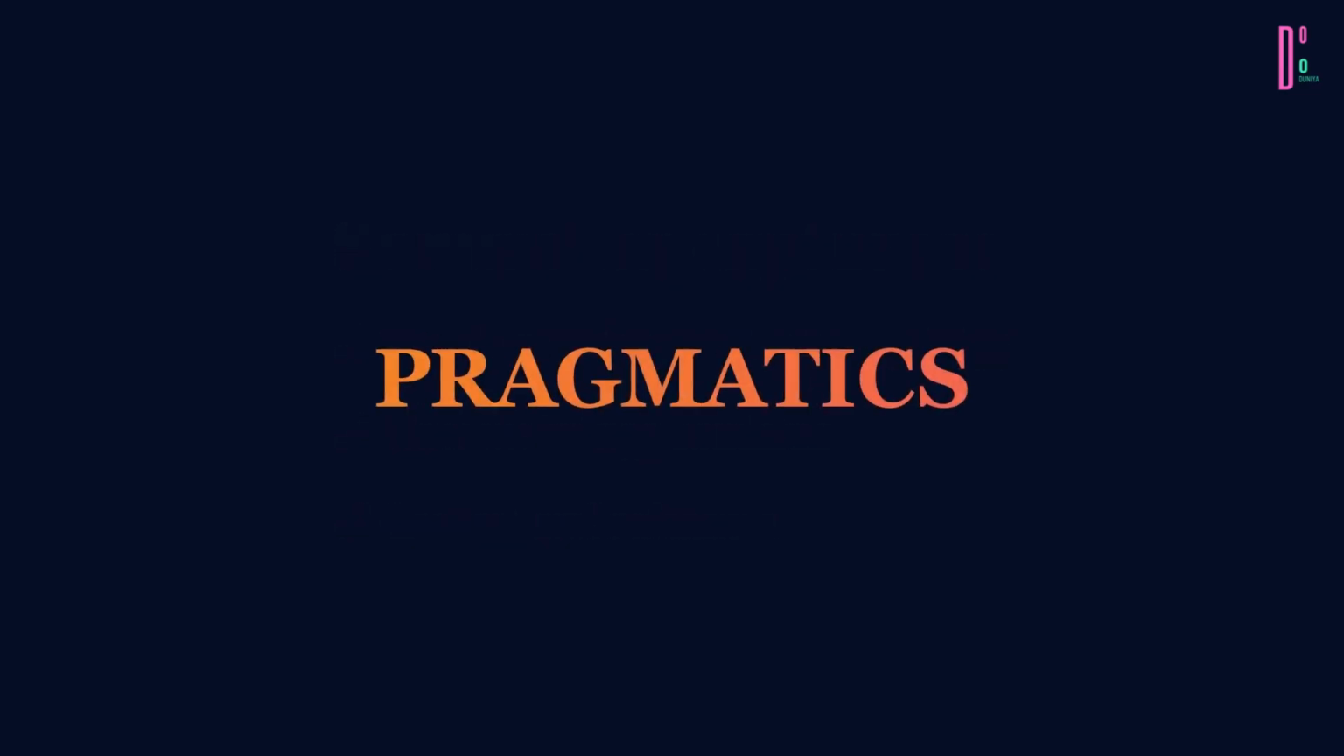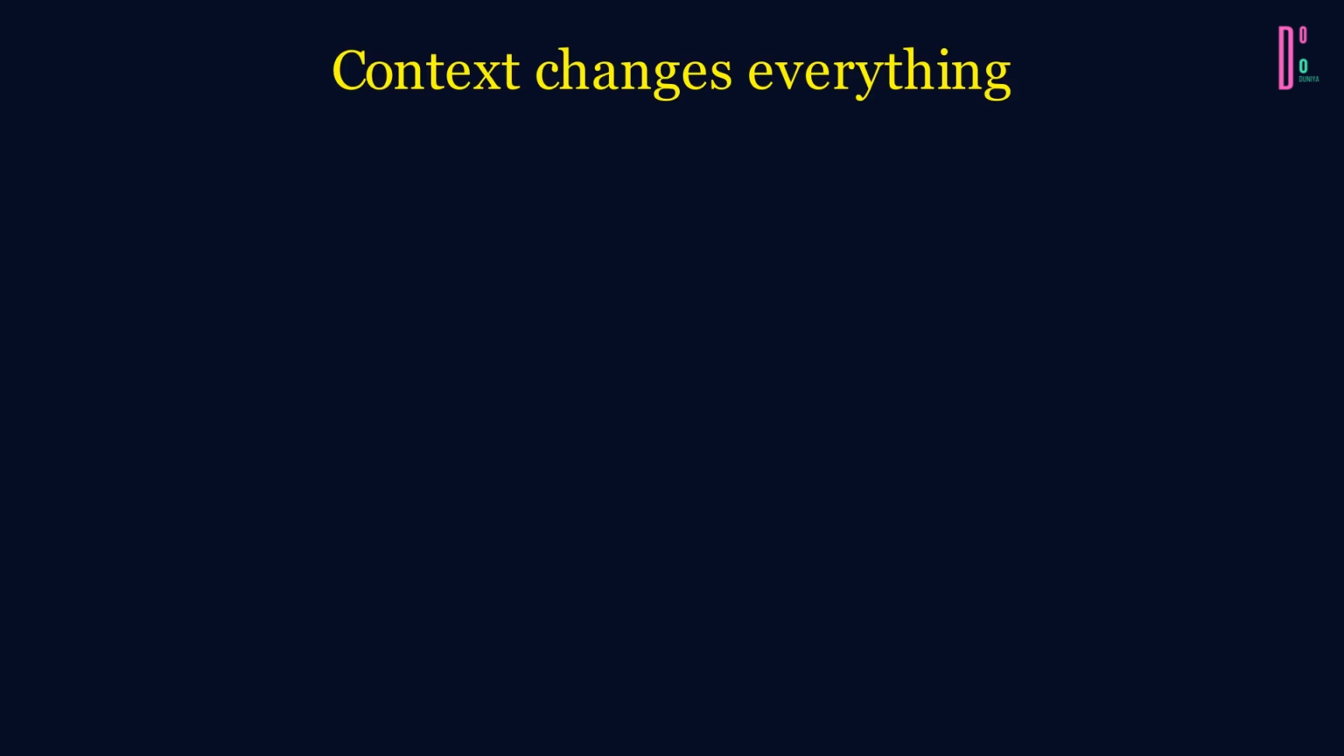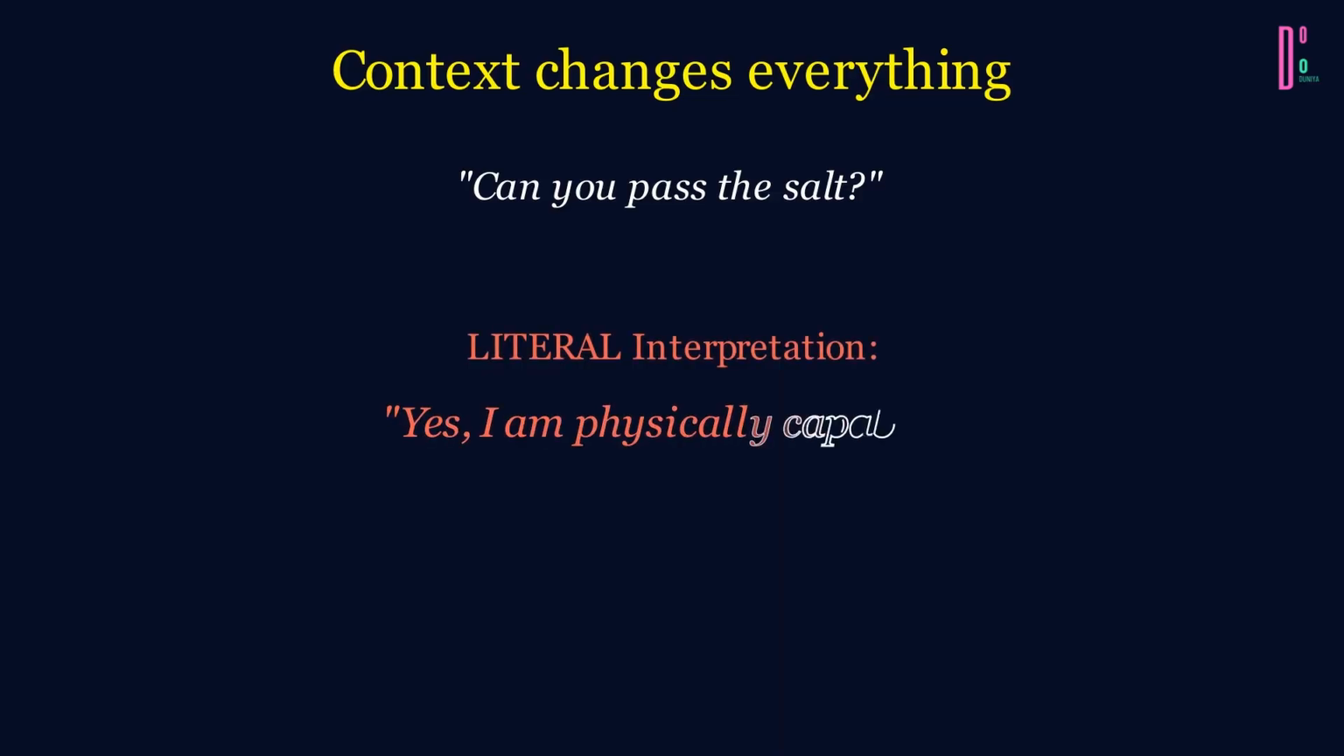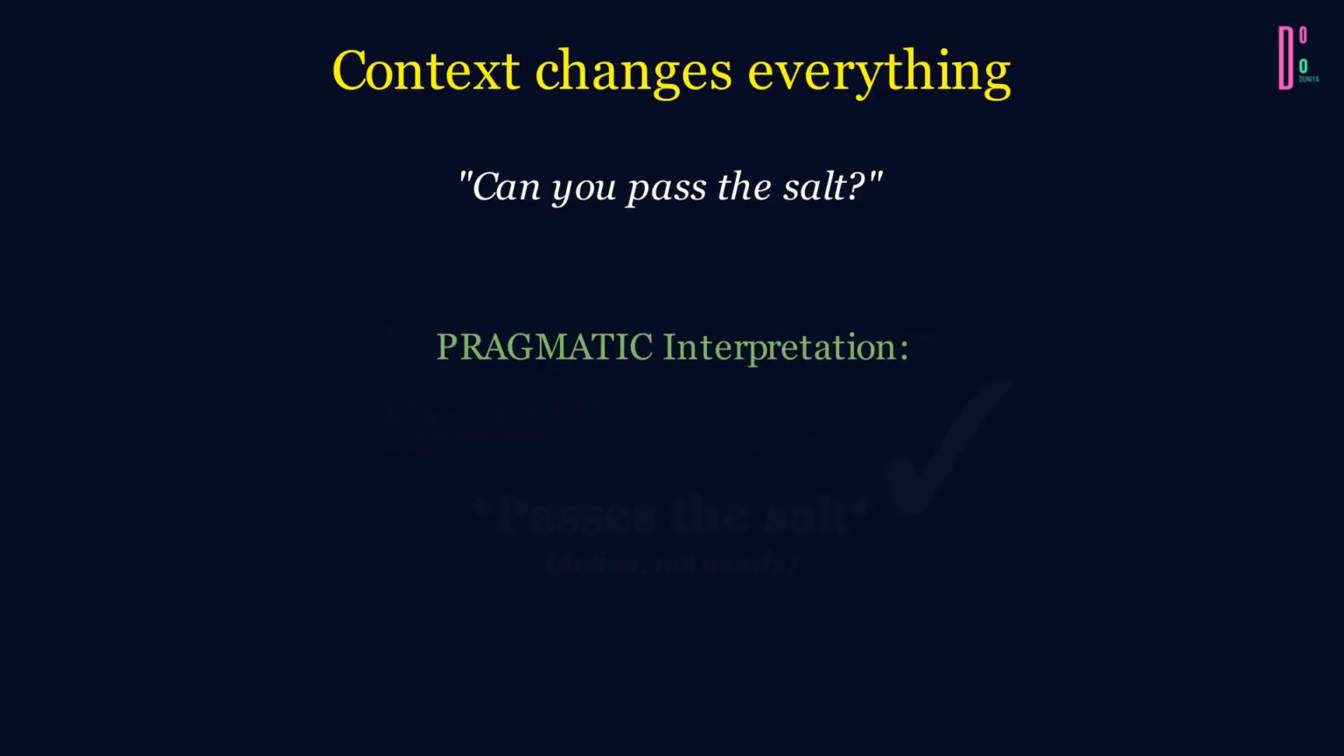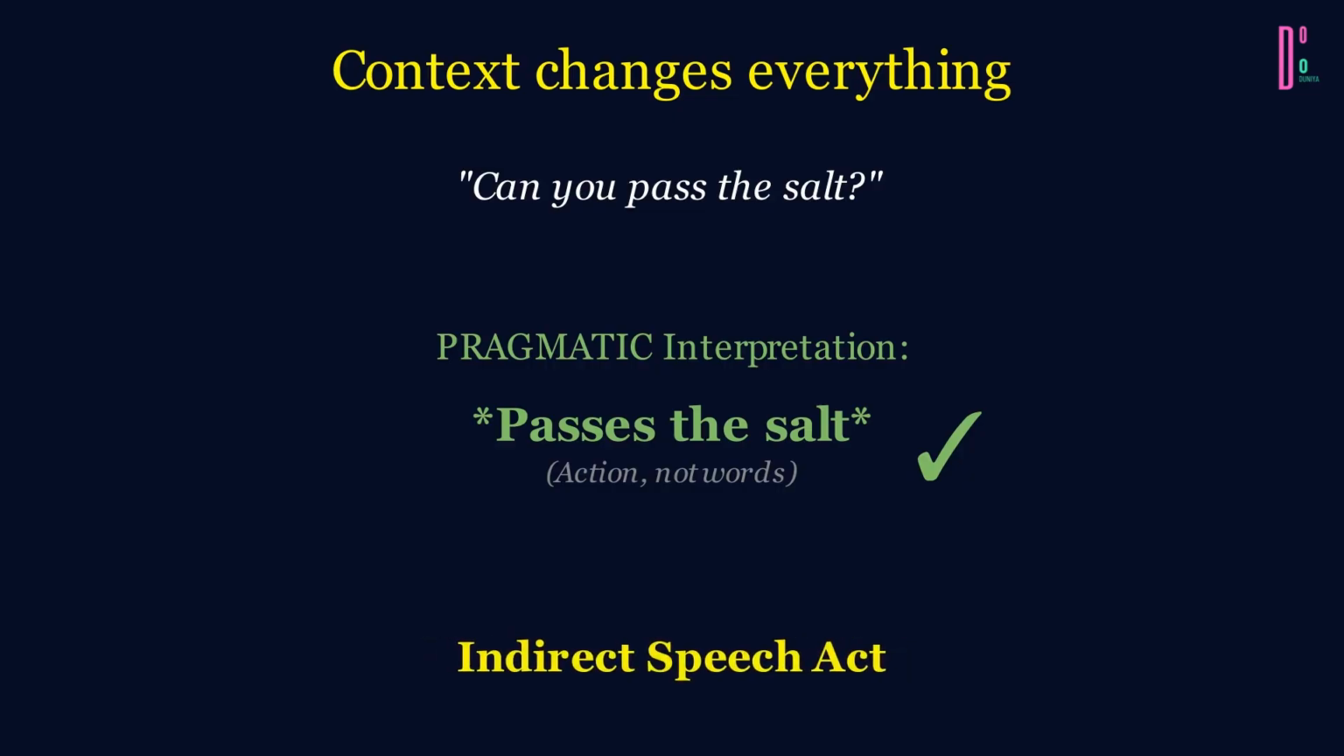But language isn't just about words and rules. It's about context. Welcome to pragmatics, how we use language in real situations. Imagine you're at dinner and someone says, "Can you pass the salt?" Literally, they're asking about your ability to pass salt. But you don't respond, "Yes, I am physically capable." You just pass the salt. Why? Because pragmatics tells us this is an indirect speech act, a polite request disguised as a question.